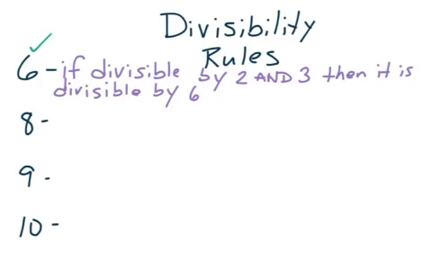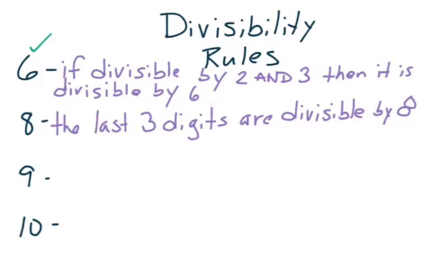Okay? Our divisibility rule for 8. Now, 8's a rule that doesn't really help us too much because we're still going to have to do division. If the last 3 digits are divisible by 8, then our number is divisible by 8. So if we look back at our number 12, we don't even have 3 digits here, but 8 does not go into 12 evenly, so no, this number is not divisible by 8.